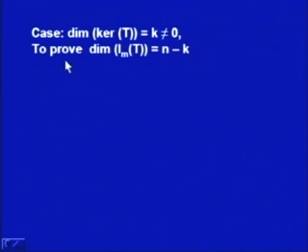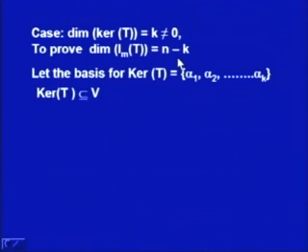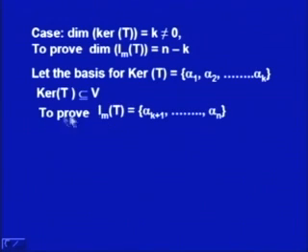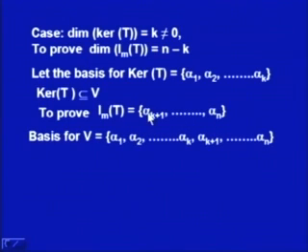The second case is the dimension of kernel T is k, which is not 0. Now, to prove this, we have to prove that dimension of image T is n minus k. For this, let us say the basis for kernel T is alpha 1, alpha 2, up to alpha k, and kernel T being a subspace of V, we have to prove that image T is generated by alpha k plus 1 up to alpha n. So, this is what we are going to prove. So, image T is actually generated by this set.